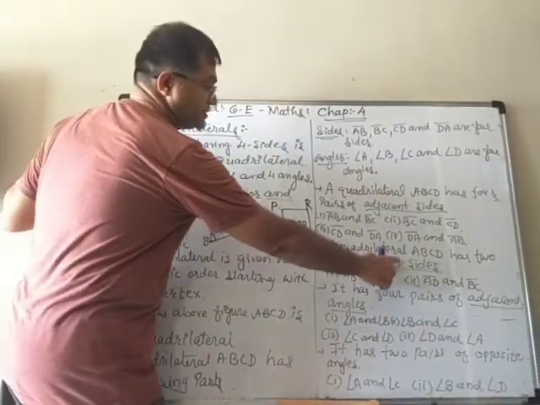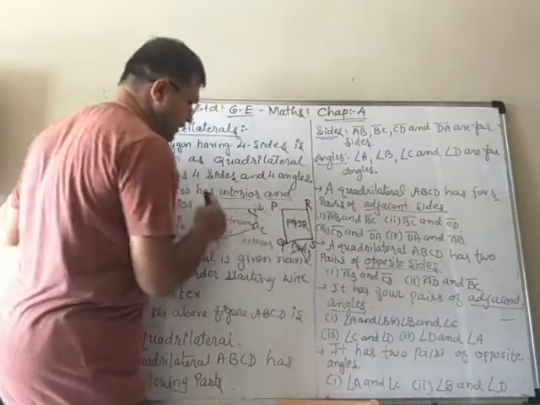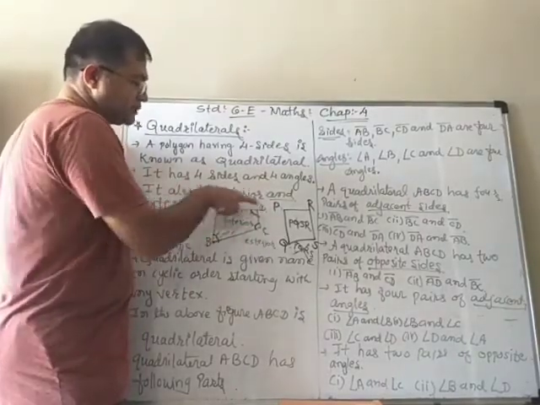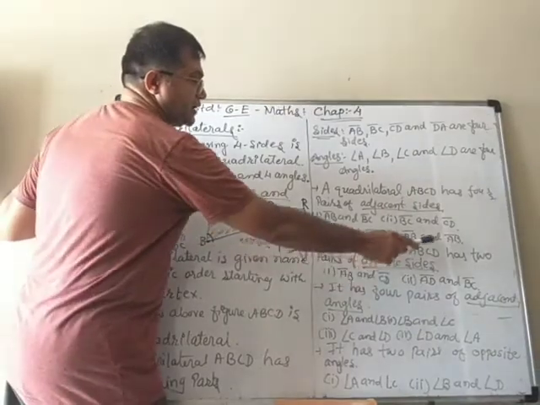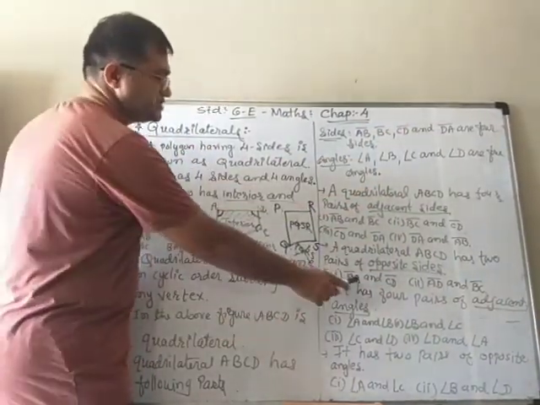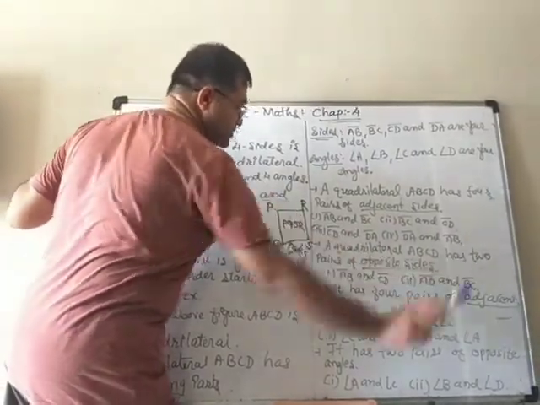So the opposite sides are two pairs only, line segment AB and line segment CD, and the other one, AD and BC. So the quadrilateral ABCD has two pairs of opposite sides: line segment AB and CD, and second, AD and BC.